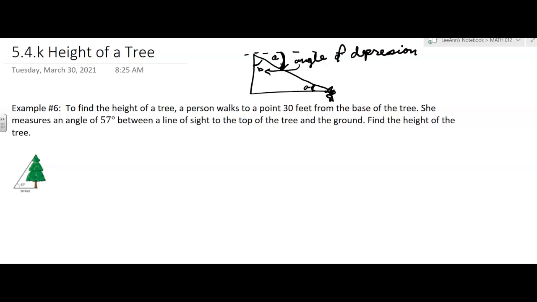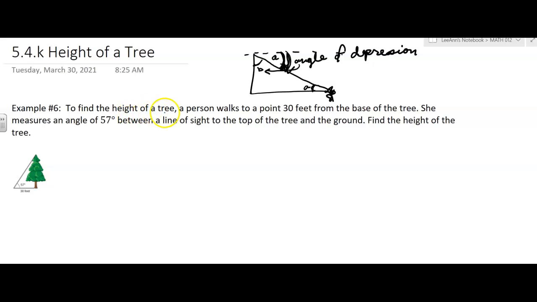The good news is I looked at the homework in the book and it looks like they're all described by angle of elevation. So I don't know that it'll come up, but anyway, normally this angle here is what we call the angle of depression. Okay. Let's go to this problem then.